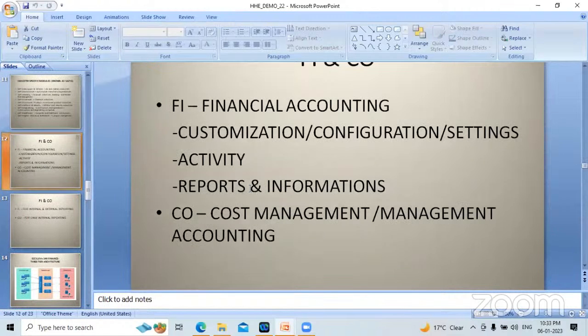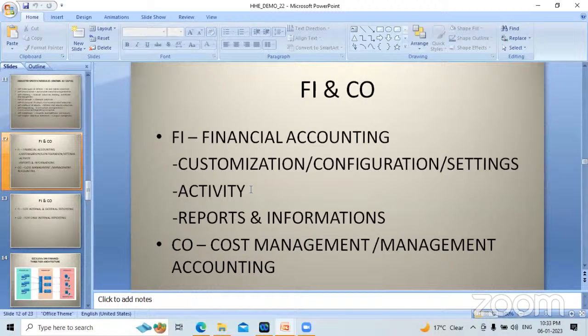Now, the question is that FICO has two modules. First is financial accounting, another is cost management or management accounting. Clear? Now, in financial accounting, first of all, SAP tells you it is a ready-made application. So you have n number of features over here. If you have n number of features over here, then you can understand that this is not going to work out as is. Whatever your company needs, you need to make SAP ready to use first. That is called customization or configuration or settings.